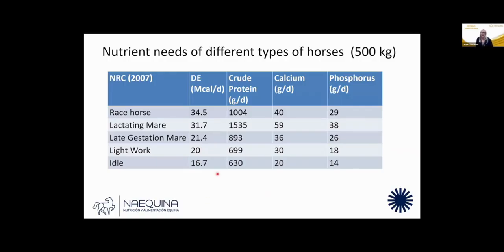Here are the nutrient needs of those different types of horses. These values are from the National Research Council publication, The Nutrient Requirements of Horses from 2007. I've only pulled out digestible energy, grams of crude protein, grams of calcium, and grams of phosphorus. And I have aligned the horses essentially from highest calorie need to lowest calorie need.